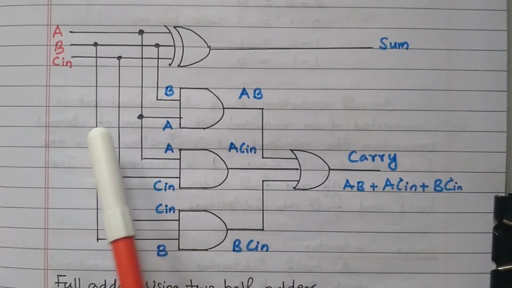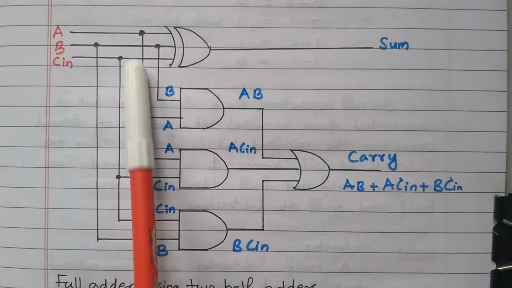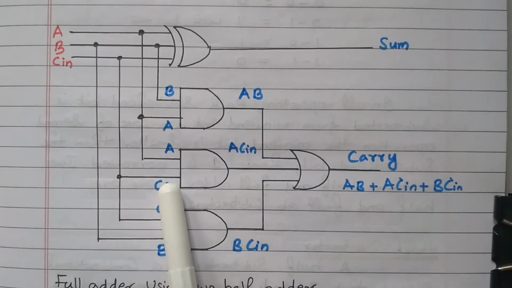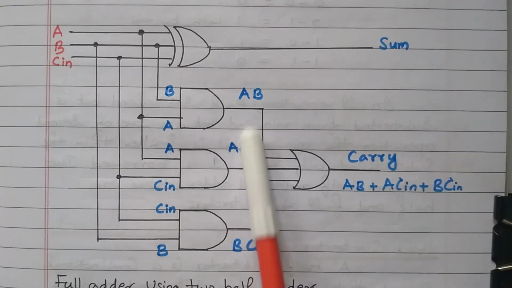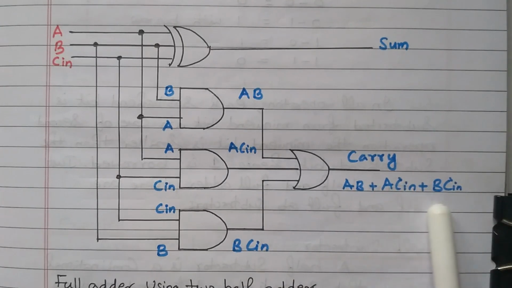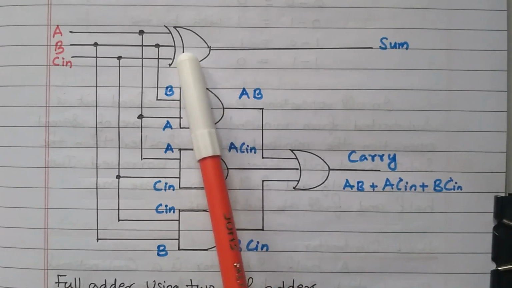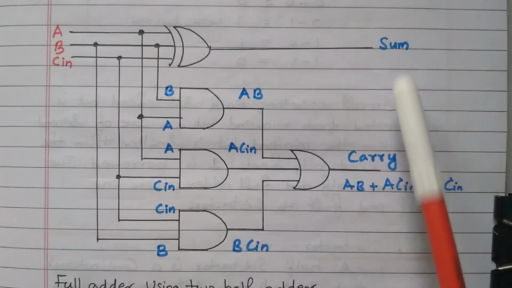The first one is A into B. So all 3 inputs A, B, Cin are available here, right. The A and B is given here, so that we got AB. A and Cin is given here for the second AND gate, so we got A into Cin. Then Cin and B is given to the third AND gate, so we got B into Cin, right. So we got these 3 expressions by using the AND gates. Now it is given to the OR gate, so that these 3 are added together. So we got the output expression for the carry. This portion will generate the output of carry. This XOR gate will generate the output of sum, right. So finally we designed the logic circuit to generate sum and carry.